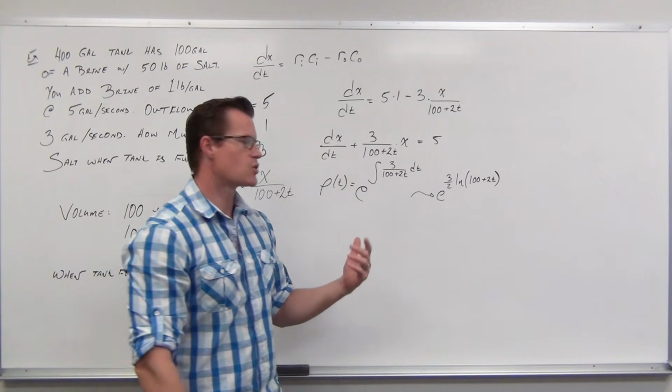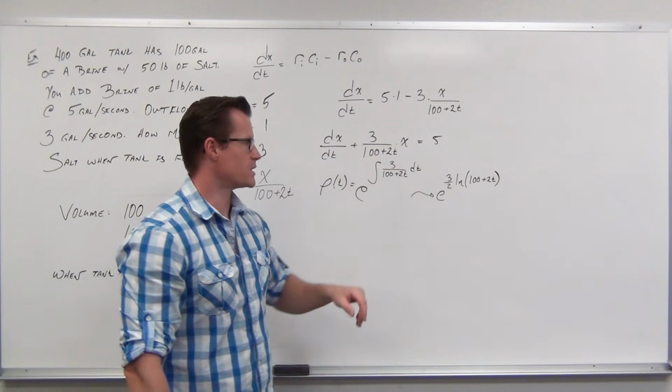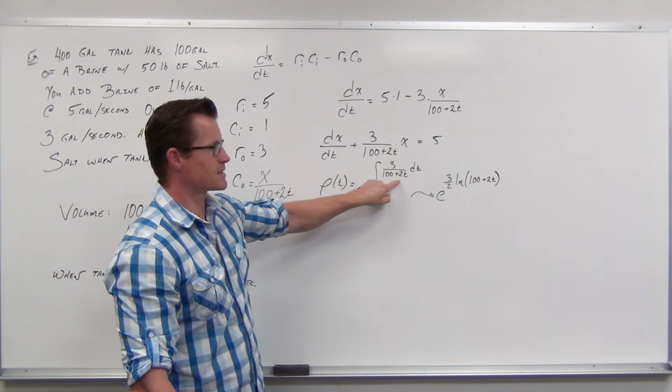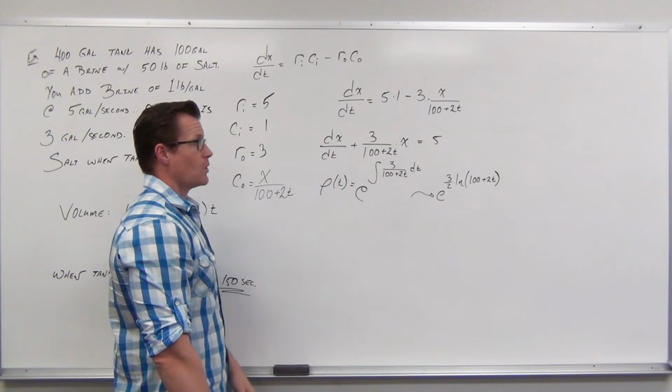100 plus 2t. I'm dropping the absolute value because time is positive. We're not going back in time. We're going forward in time, so we don't need that there. So the 3 comes out. You divide by 2 because that's a u sub there, and you have ln of 100 plus 2t.